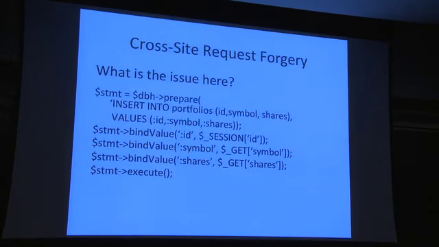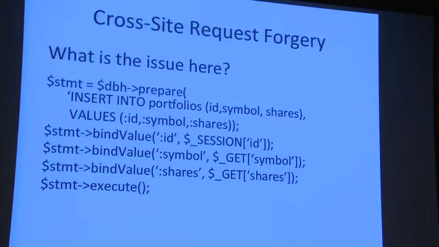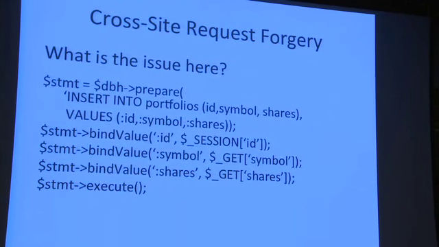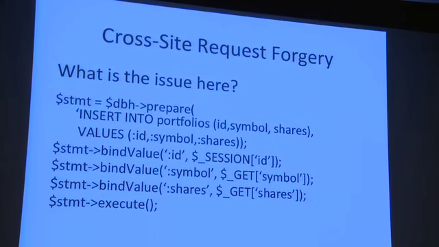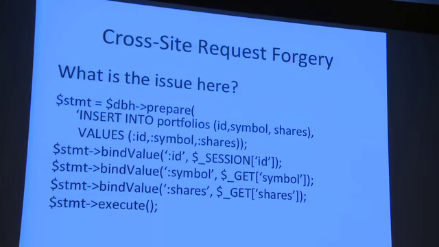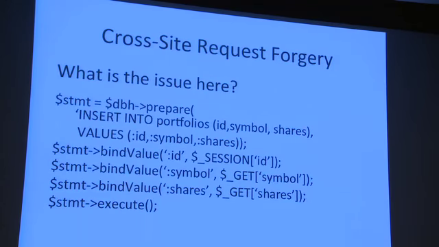Now let's look into cross-site request forgery. I've got an example here where this is some sort of stock transactions. We're trying to write into a portfolio the values of ID, symbol, and shares. The ID I'm getting right from the session, so there must be a cookie or a PHP session prepared that's storing the ID of the individual. And I'm getting the symbol and the shares right from a GET request. Anyone have any concerns about this code?